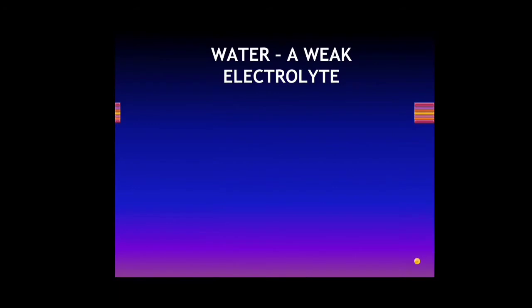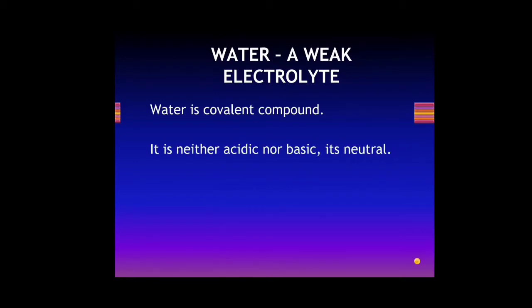Now let's see water. Water is considered to be a weak electrolyte. Why is water considered a weak electrolyte? Water is a covalent compound. It contains hydrogen and a hydroxide ion, bound by a covalent bond. So it does not separate or ionize totally. It is neither acidic nor basic. It's neutral. Water is known to be neutral.